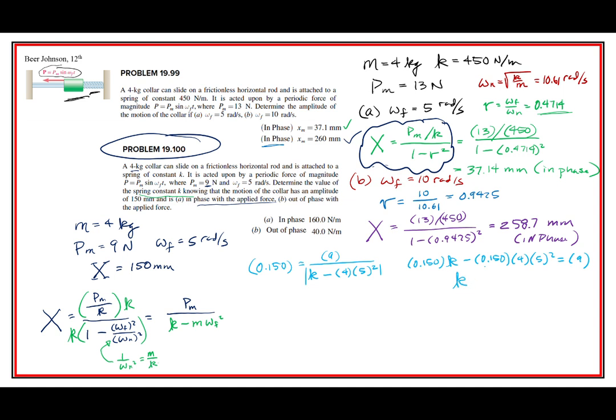And if we solve for that, we're going to have a lot of stuff on the right-hand side. No, I've got to add that on. So I'm going to go 0.15 times 4 times 25. You're going to add it with 9, and then I'm going to divide by 0.15. And I get 160.